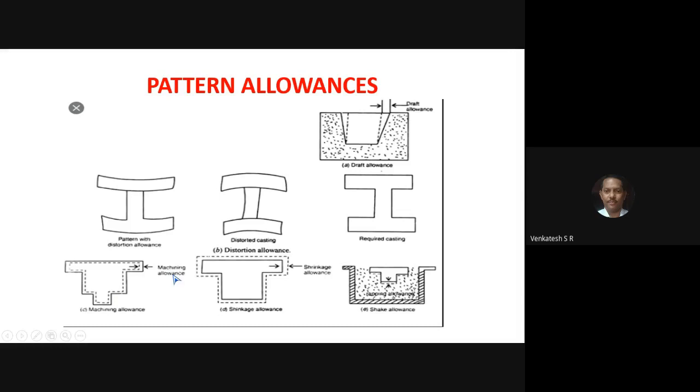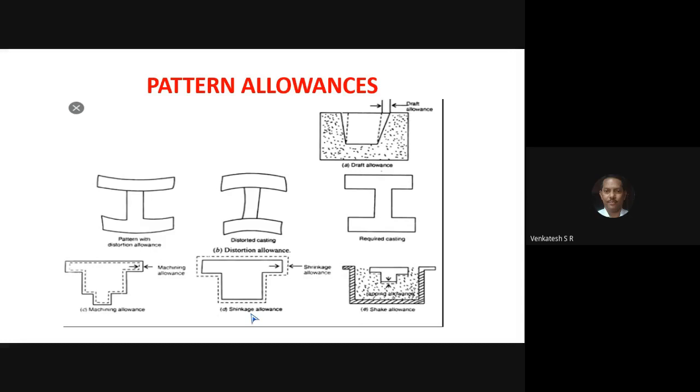This extra metal coming on the casting is removed by using a grinding operation or milling operation or any type of operation. The machining allowance in the mold cavity is very, very important. Next come to the point, the shrinkage allowance. As I told you, the volume of the metal in liquid condition is more.